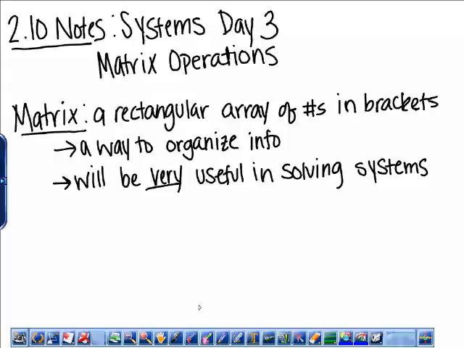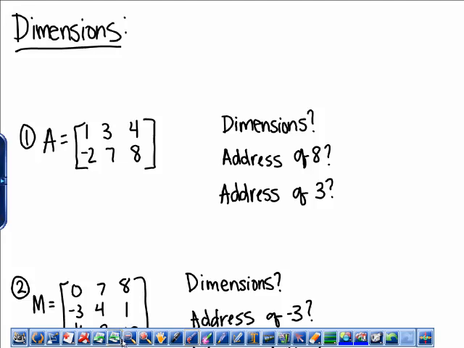Okay, so today we're going to talk about matrix operations. A matrix is a rectangular array of numbers in brackets, and it's a way to organize information. Matrices are going to end up being extremely useful to solve systems, but we've got to learn a little bit about their background before we can use that. So we're going to learn a little bit about how matrices work. And the first thing we're going to talk about is the dimensions of a matrix.